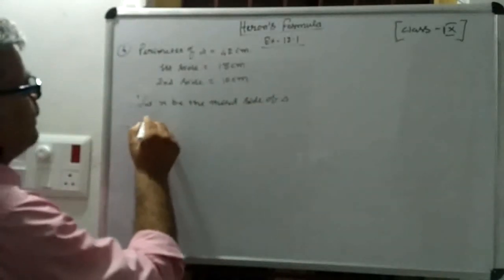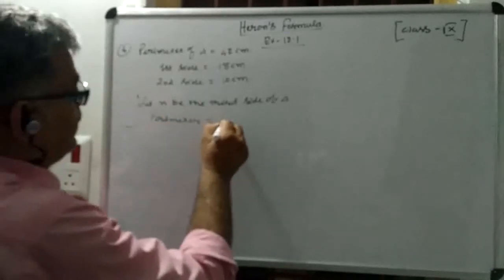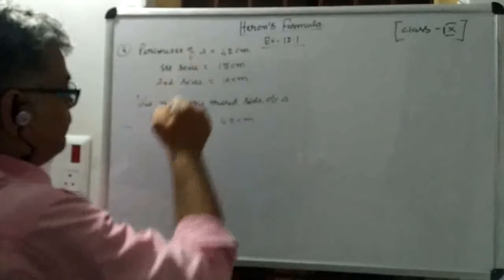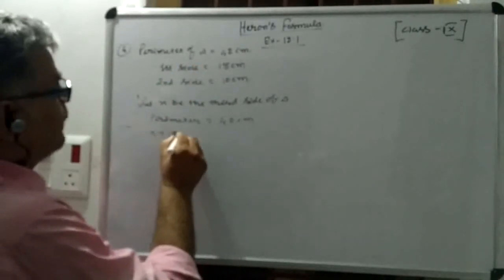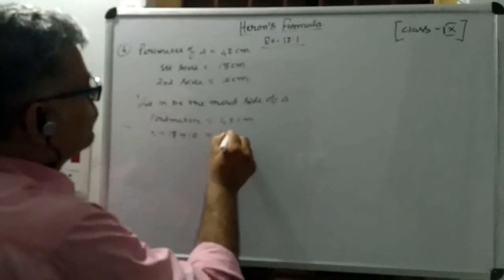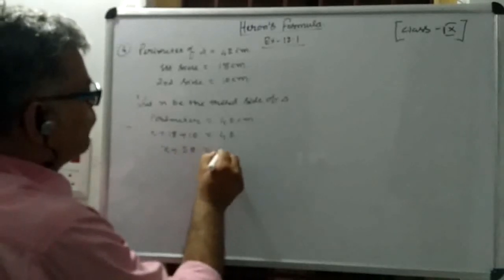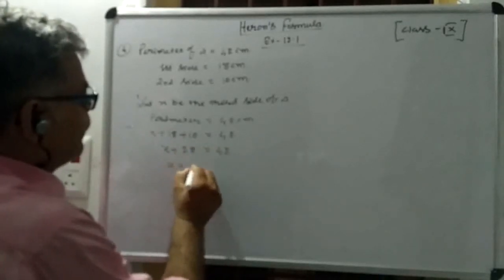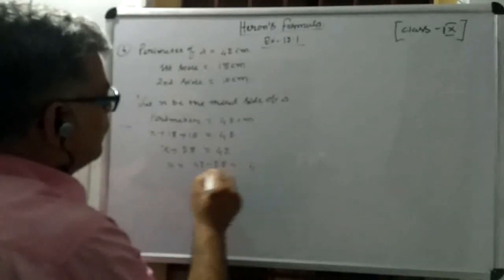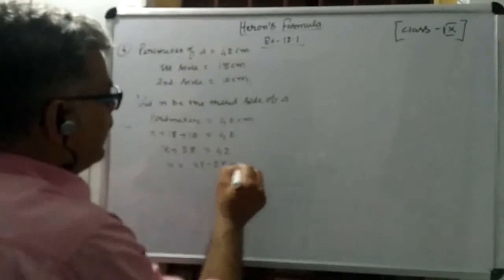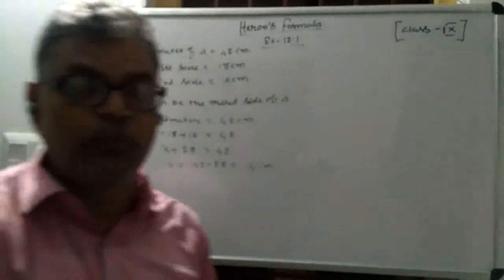As you know that the perimeter equals 42 centimeter and perimeter is the sum of all three sides, so x plus 18 plus 10 will be equal to 42. So x plus 28 will be equal to 42. So x equals 42 minus 28, that is 14 centimeter. It means we got the third side also.